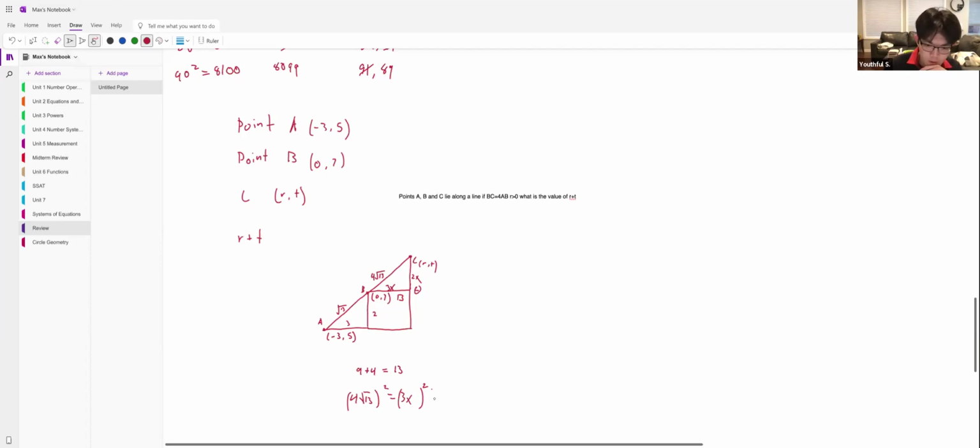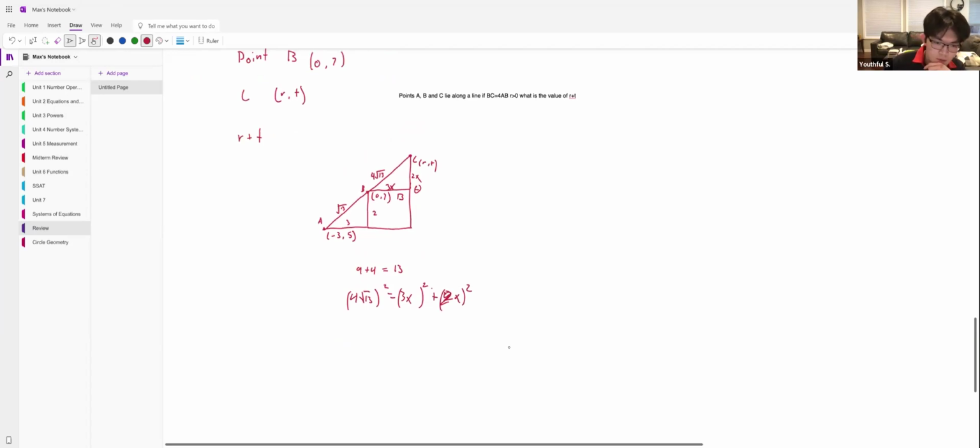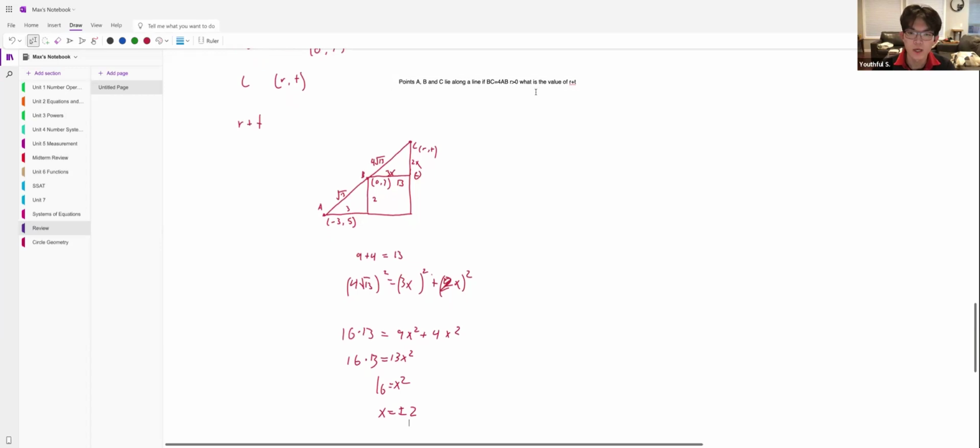3x squared plus 2x squared. So then that means that 16 times 13 is the same as 9x squared plus 4x squared. So then 13x squared is equal to 16 times 13, so then 16 is equal to x squared, and x is equal to positive or negative 4, but we obviously can't have a negative distance for this. And it also says that r is greater than 0, so we can't have it be negative.